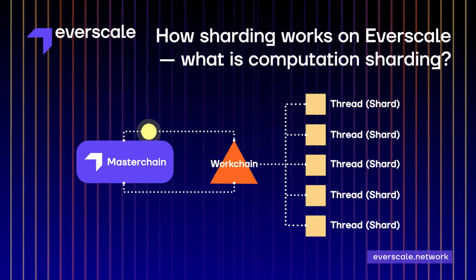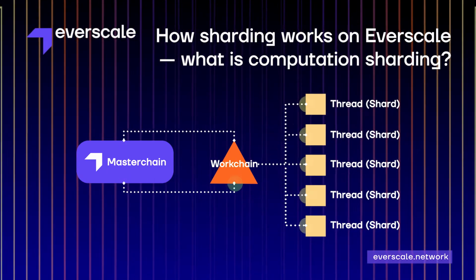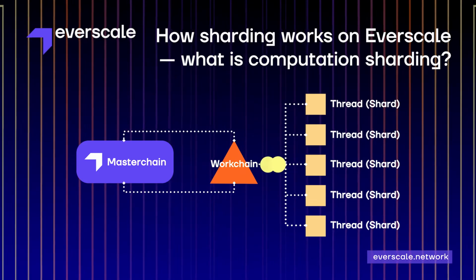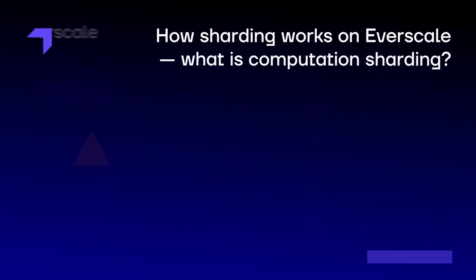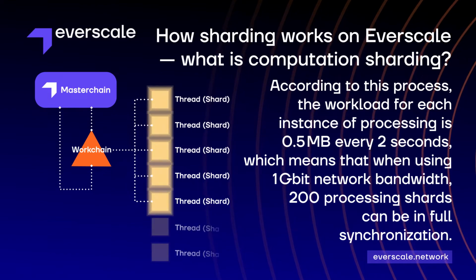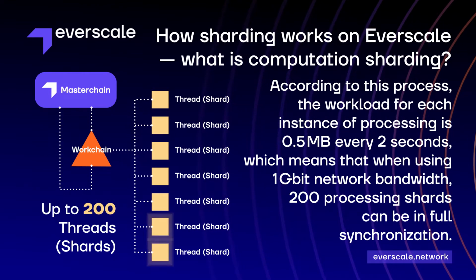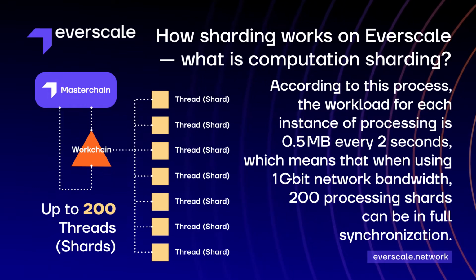After that, a total of 1.5 seconds is required to finalize the block, and after finalization, it is passed on to all validators, which broadcast all messages between each other. According to this process, the workload for each instance of processing is 0.5 megabytes every 2 seconds, which means that when using 1 gigabit network bandwidth, 200 processing shards can be in full synchronization.